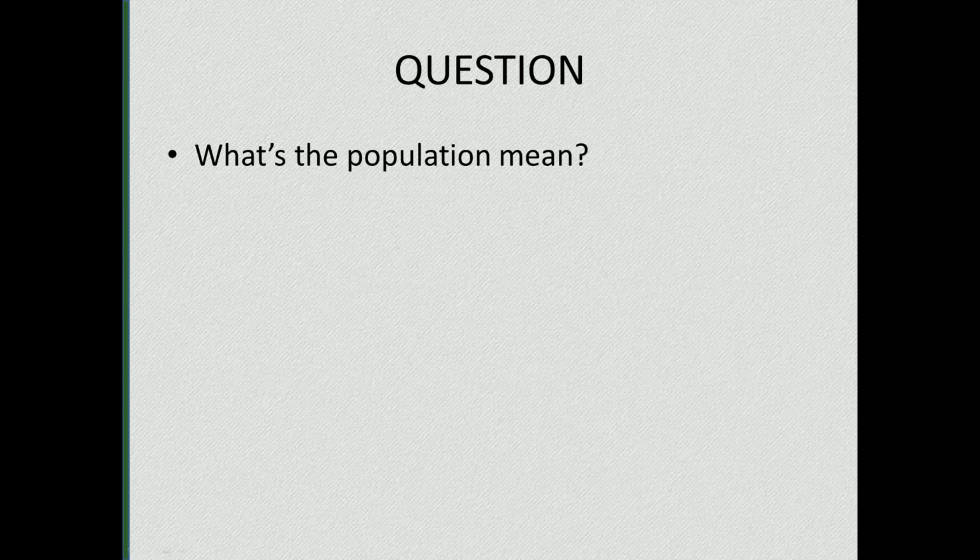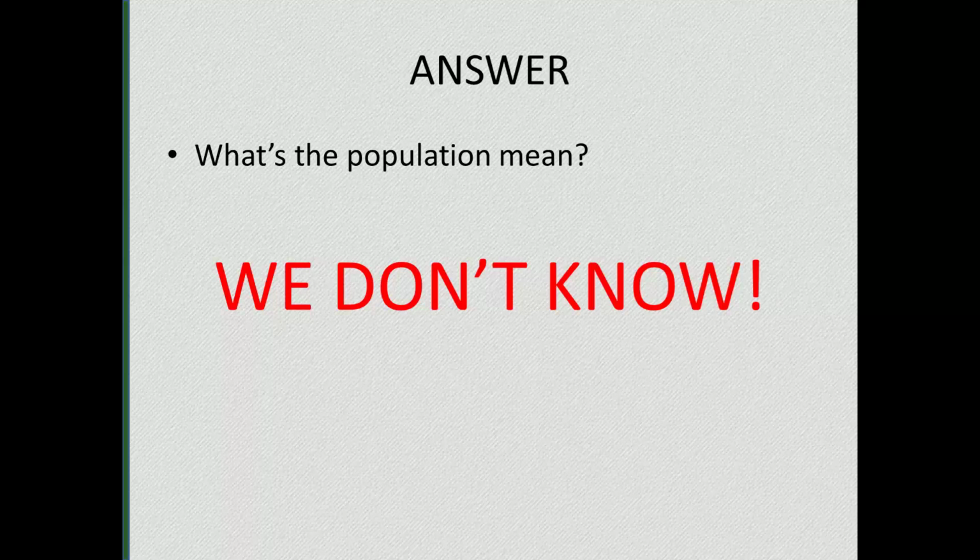So now the question is, for these data, what's the population mean? And the answer is, of course, we don't know. We've only surveyed 5 students. We haven't surveyed everybody on campus. But we did a random sample. Our sample should be representative of the population as a whole. And so we can make a reasonable guess as to what the overall average is.